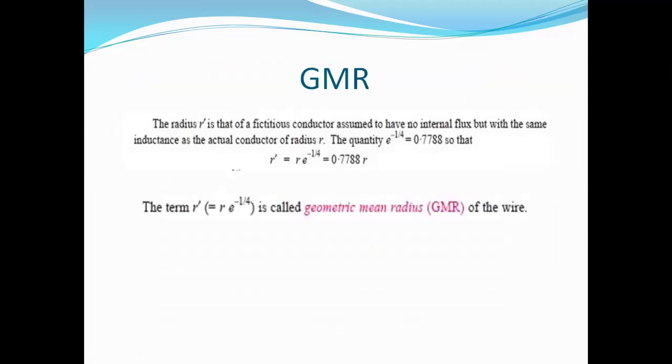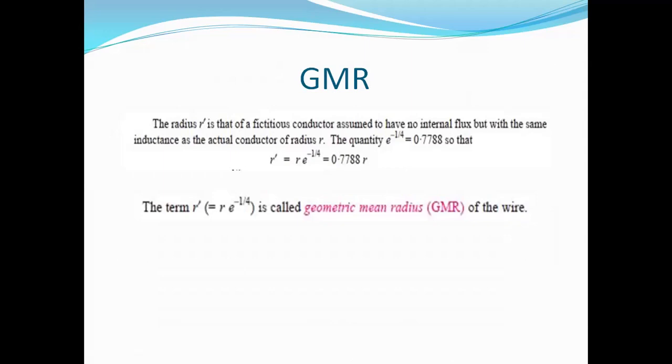Now, why are we considering this? Look, the radius R prime is that of a fictitious conductor assumed to have no internal flux, but with the same inductance as the actual conductor of radius R.